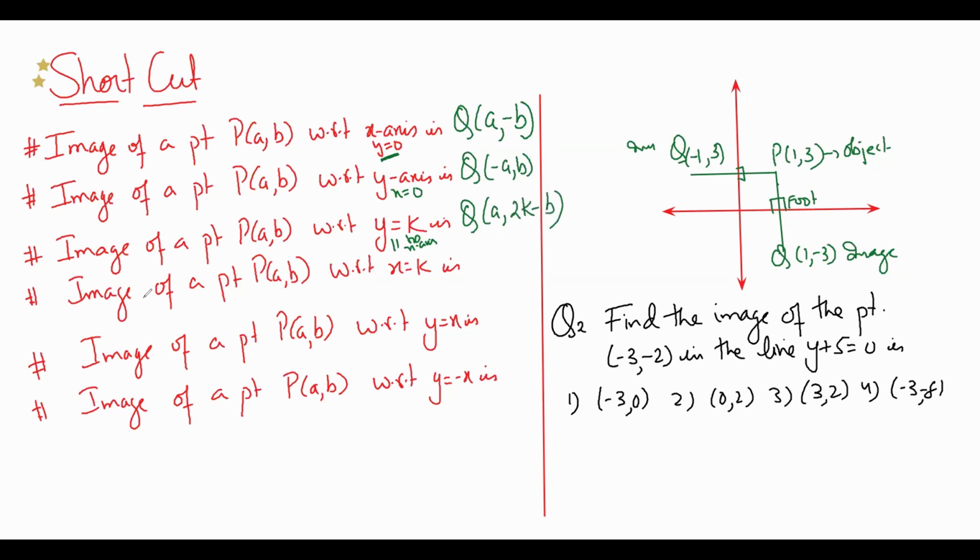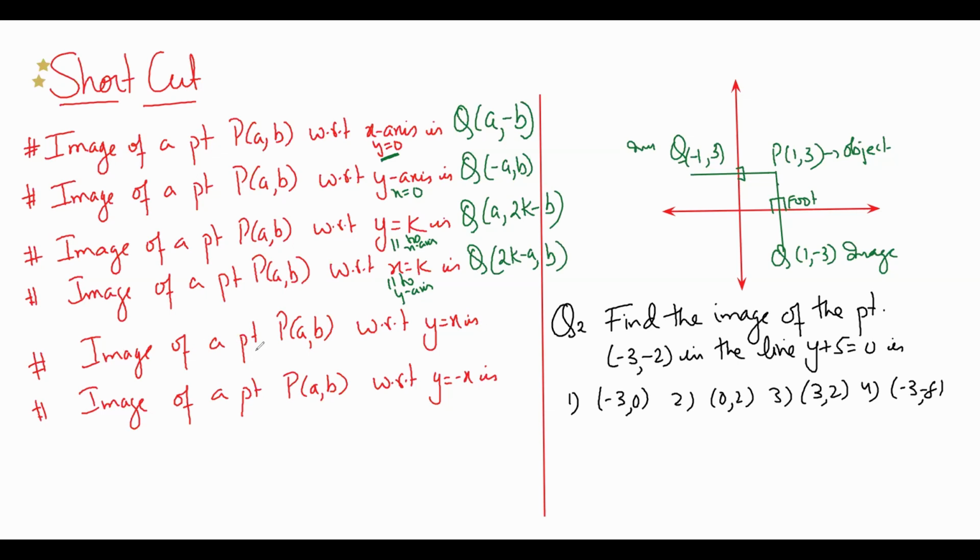Okay, now the image of a point (a, b) with respect to x equal to k, and this line is parallel to the y-axis. This equation will give you a hint that there will be a change in the x coordinate, and that change would be (2k minus a, b).